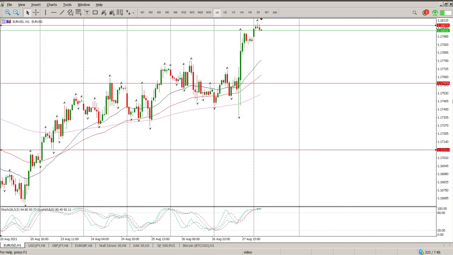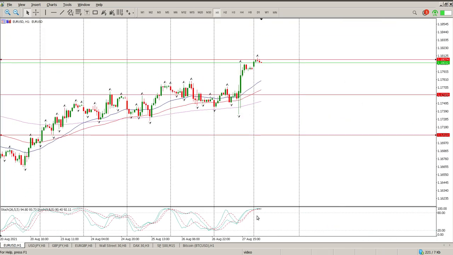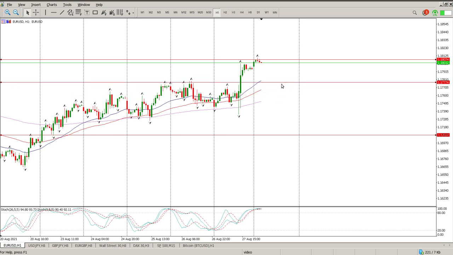Euro USD at the moment on the hour, I don't want to be long with the oscillators grouped like that. So what we're looking for, and just move that up, I'm looking for a retest of 117.774. If that holds, we've got potential for a move to the upside.